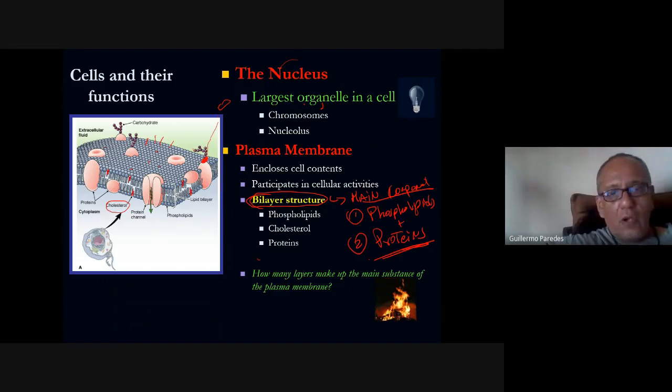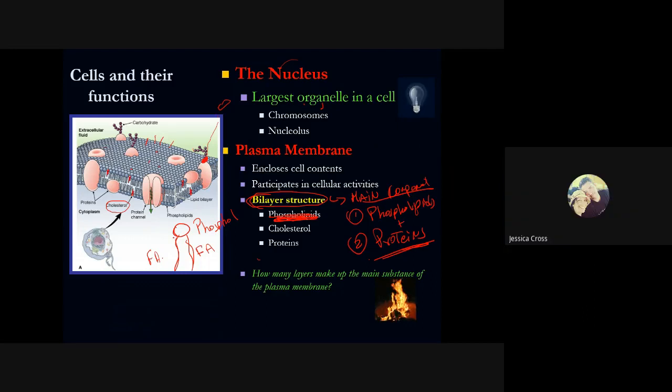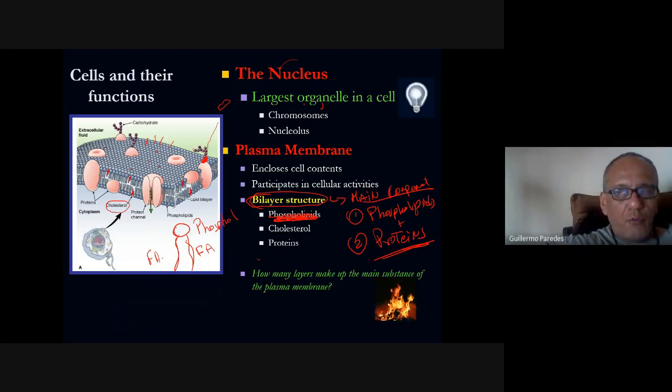Anyhow, just remember, the cell membrane is composed of a bilayer structure. The bilayer structure is the phospholipid. This is the head of the phospholipid, and we have one fatty acid and another fatty acid here. So two fatty acids plus one molecule of phosphorus give you what we call the phospholipid. Is that clear? Okay.